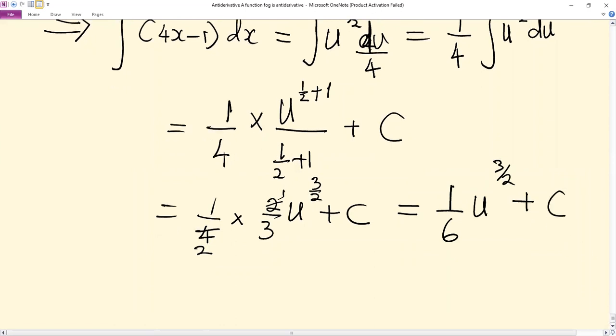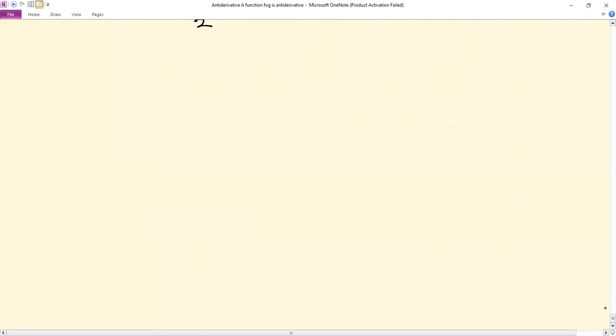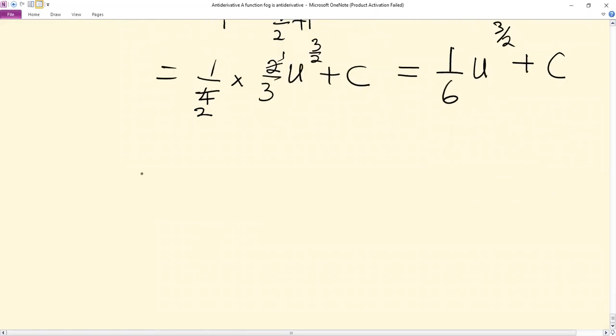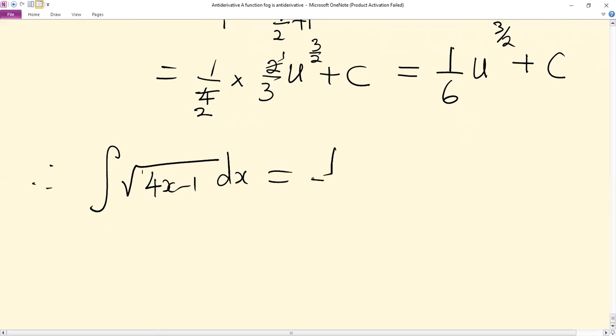But remember, u was not in the question, so you replace back in terms of x. So therefore, the integral of square root of 4x minus 1 dx will be 1 over 6 into 4x minus 1 raised power 3 over 2, and then plus c. So that's what that problem simplifies to.